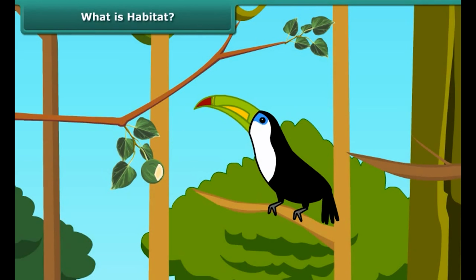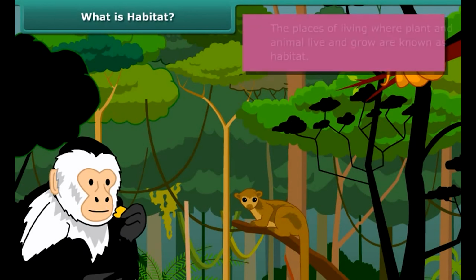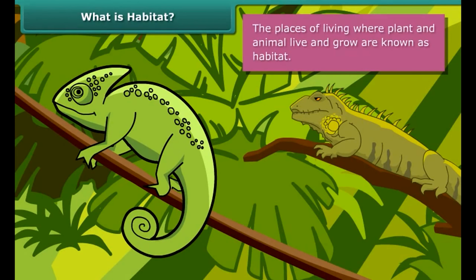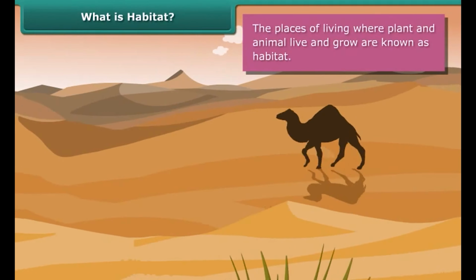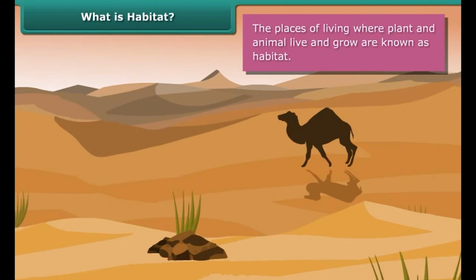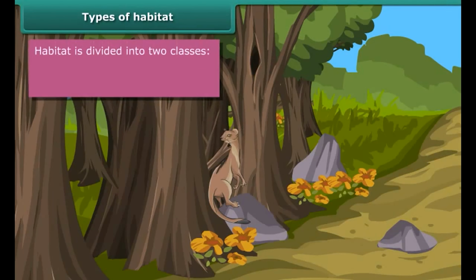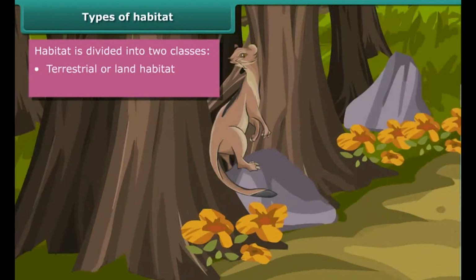We all know that every organism requires some place where its basic necessities like food, water, and shelter are met. This place of living where plants and animals live and grow is known as habitat. All living organisms should adapt themselves to their habitat to thrive and survive in the surroundings. Habitat is divided into two classes.